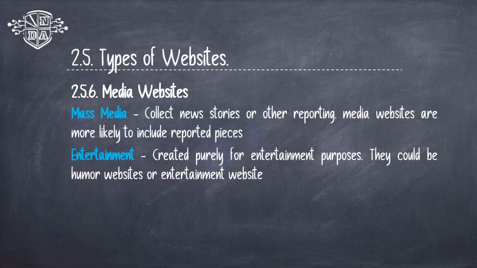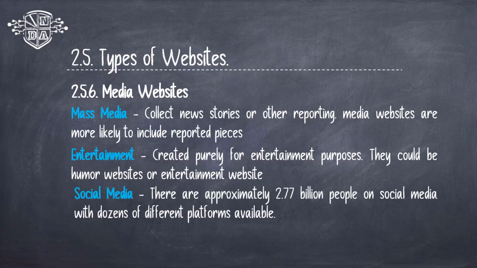and when you click on an advertisement, they are paid per click. And then we have social media, where approximately 2.7 billion people are on dozens of different platforms, including Facebook, Instagram, Quora, and LinkedIn. So no matter who you target, you'll probably find them on Facebook or Twitter or Instagram or Snapchat or LinkedIn, what we call social media websites.